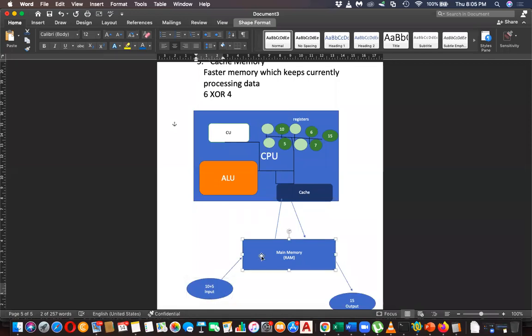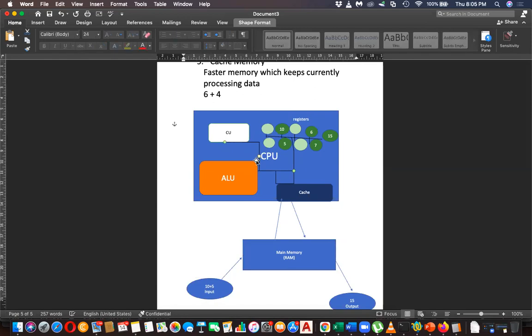Inputs will go to the memory. But if you know how to calculate, then your ALU will help. So 6 plus 4 will go to memory and brain both. Memory is the main memory if we take the computer point of view, right? Yes, from the computer point of view it's main memory. In our case also, it is main memory.